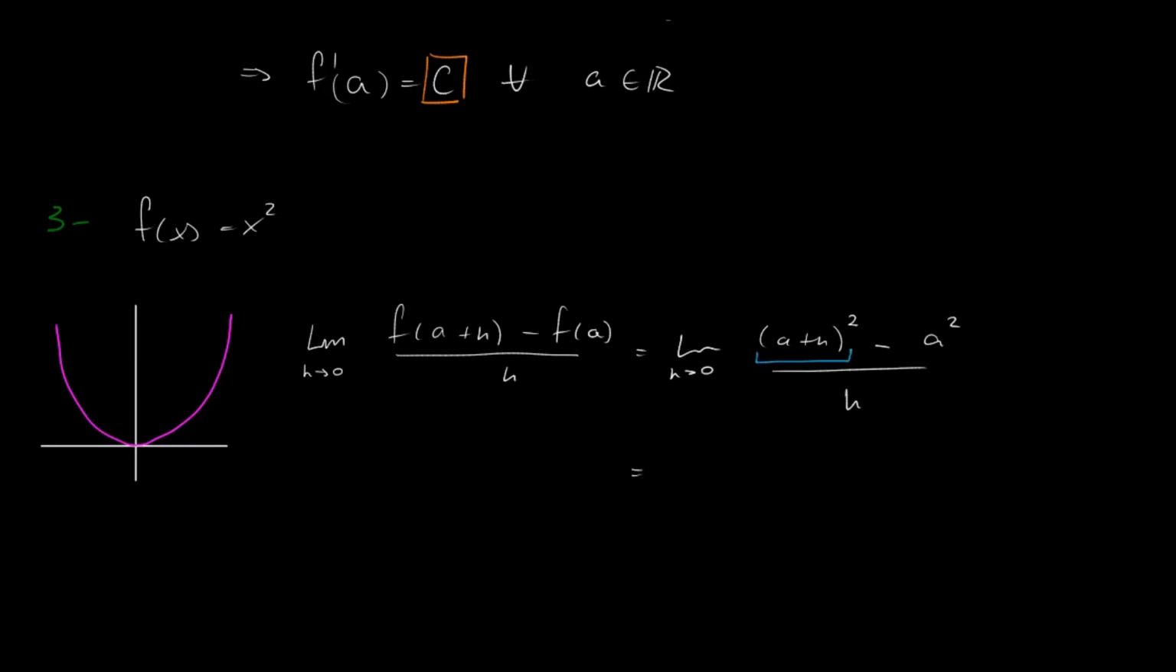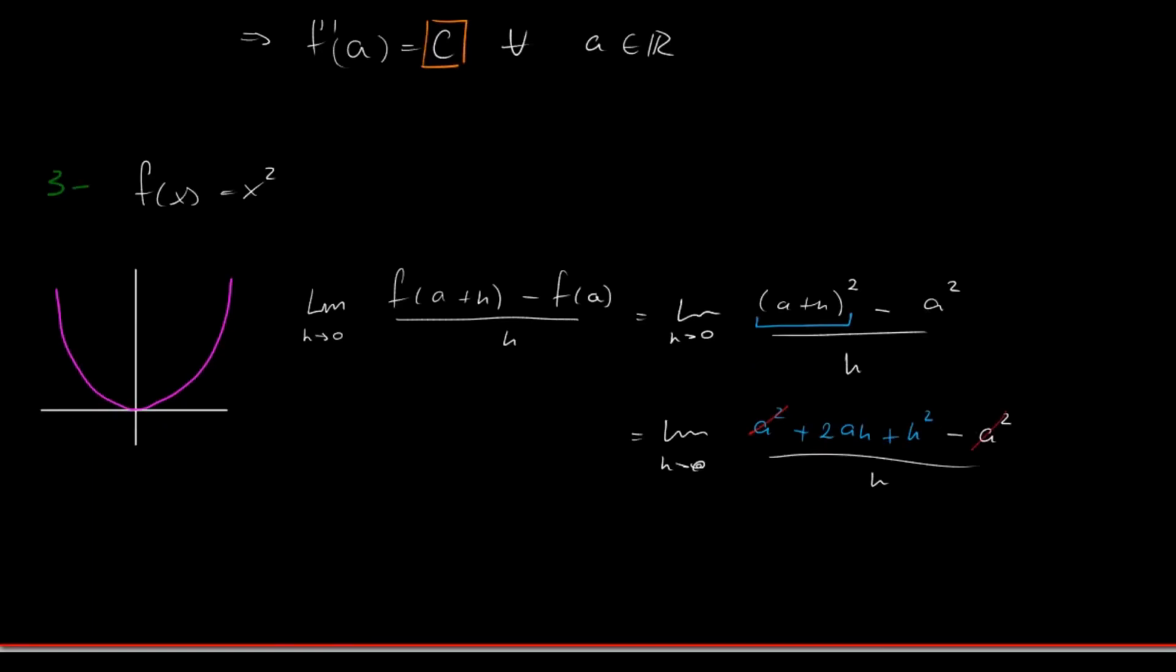So we can now expand this binomial to get the limit when h tends to 0 of a squared plus 2ah plus h squared. We have minus a squared and all this divided by h. We can cancel out a squared with a squared, and so we have the limit when h tends to 0 of 2ah plus h squared divided by h. Again, we can cancel h, and this limit gives us 2 times a, because here we have plus h, but the h goes to 0, so it leaves us with this term 2a.